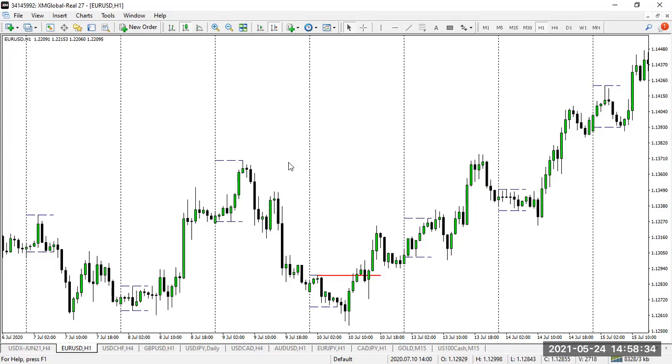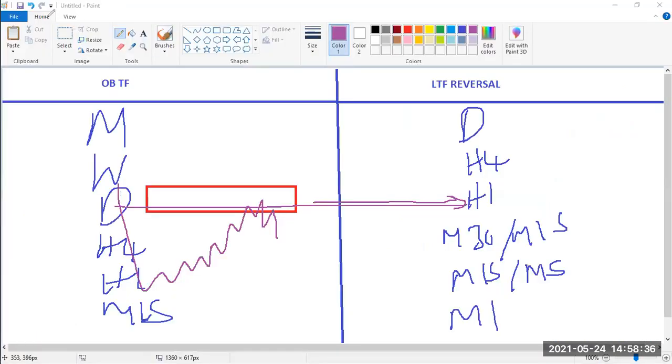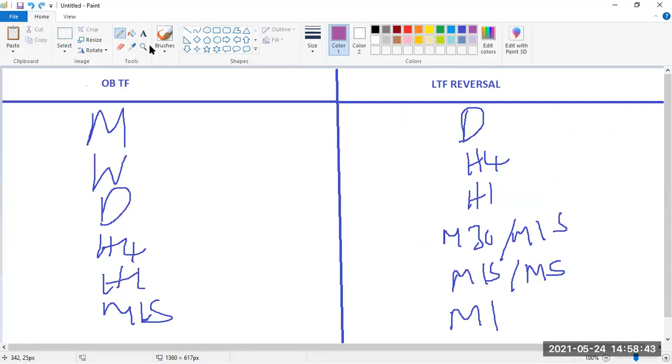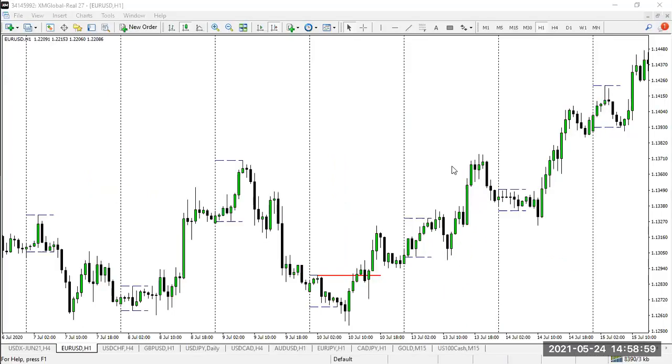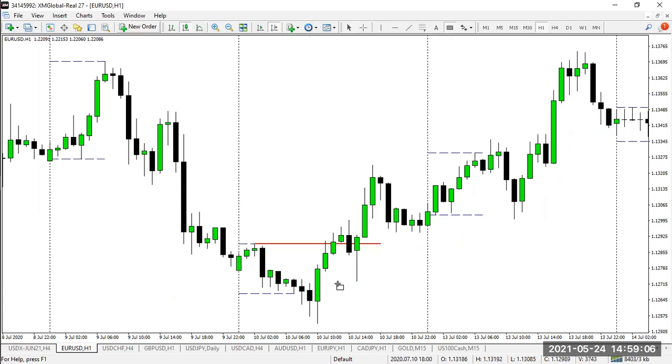Okay, so if we have a 1 hour order block, it means we're going to look for what? M15 reversal or M5. M15 is safer, M5 is more aggressive. Okay. So here, this was the BMS, the 1 hour BMS. And the order block was what?